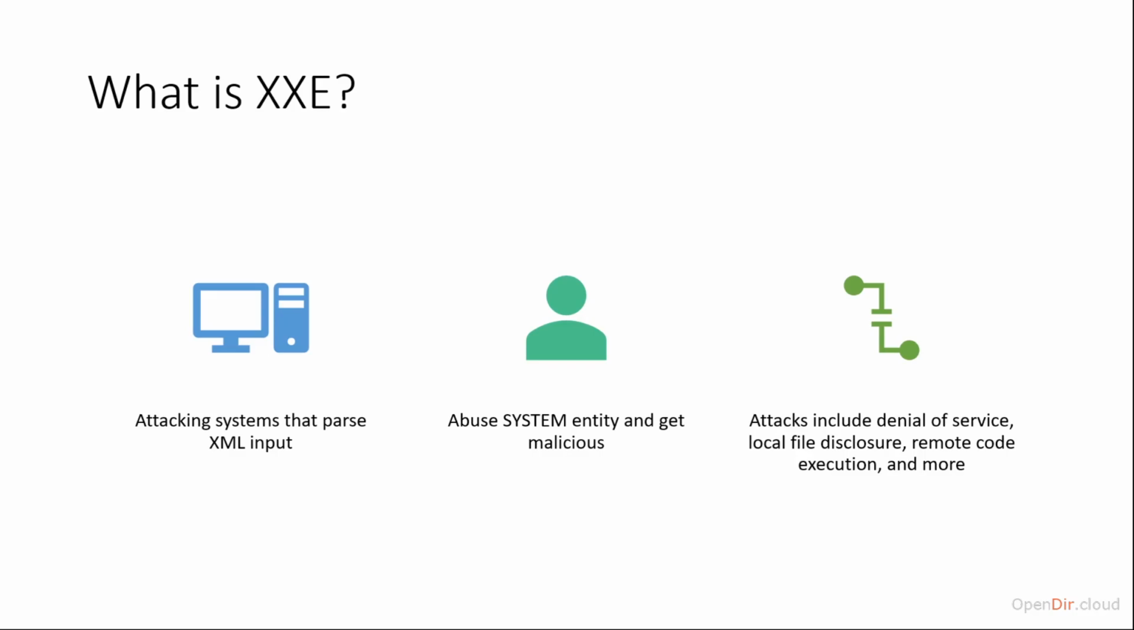Because of this, we're going to be abusing what's called a system entity. When we talk about XML here in a minute, you'll see what that means and how we can get malicious with it. And lastly, the attacks that we can do include denial of service, local file disclosure, which is what we're going to be doing, remote code execution, and much more.